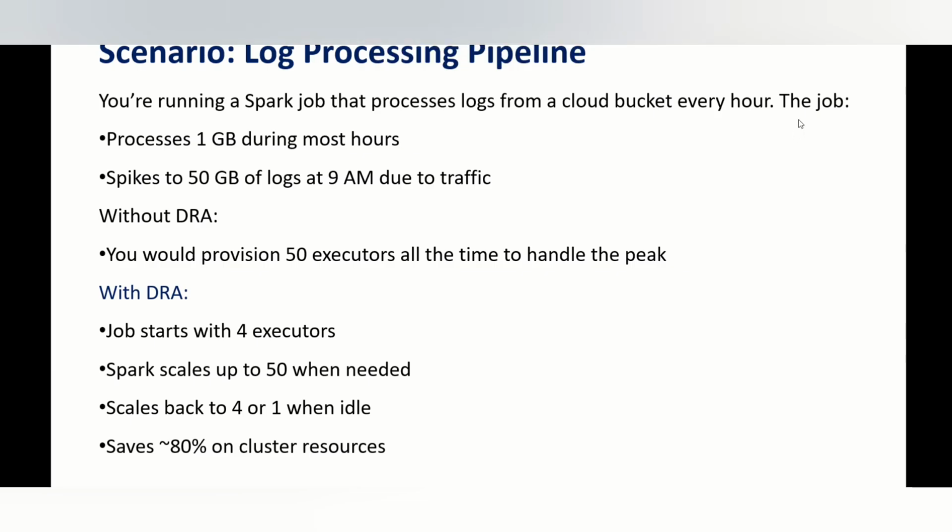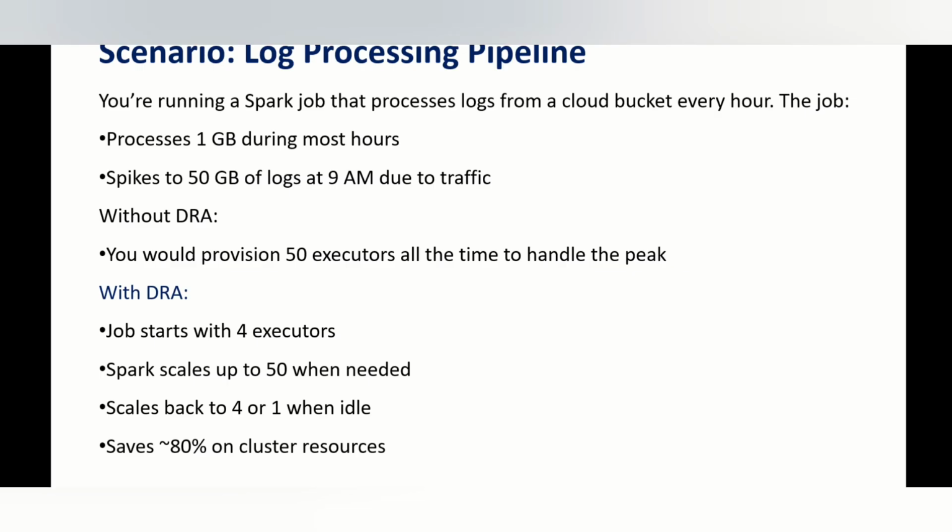The job processes 1 GB during most hours, I mean in other hours like 7 a.m., 8 a.m., it processes 1 GB of files. But at spike hours, like 9 a.m., due to more traffic on the website, suppose 50 GB of data is getting generated. So instead of 1 GB there is 50 GB of data, so more data, right? We'll need more executors in that case.